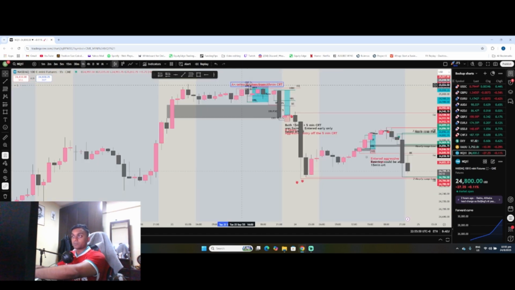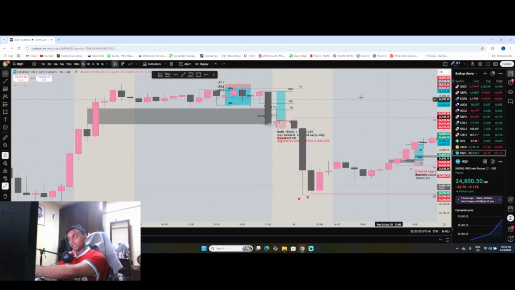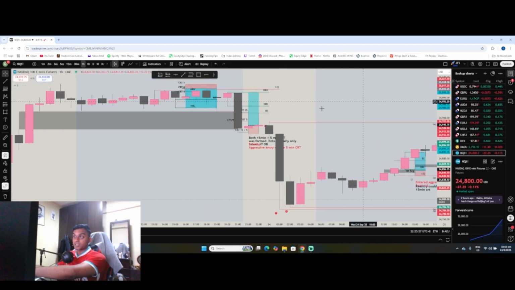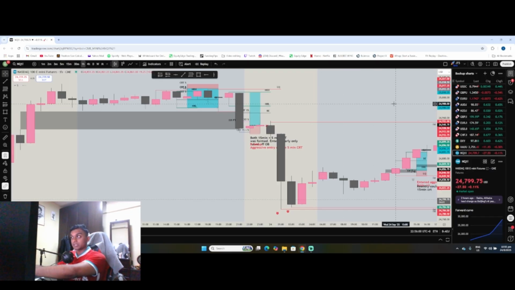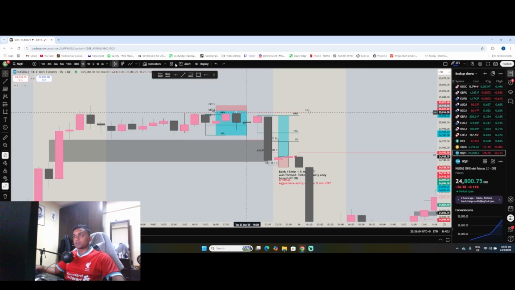Oh, and by the way, the setup is always an A+ setup if you take the entry from a 15-minute CRT instead of a 5-minute CRT. Just keep that in mind. All right. So let's look at this candle right here.